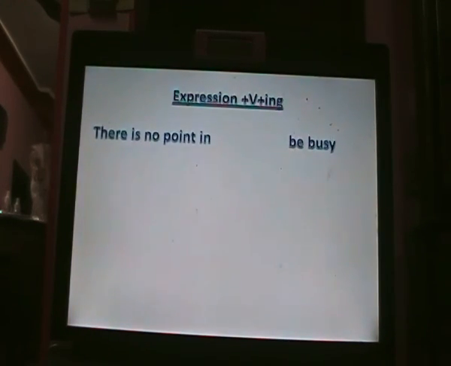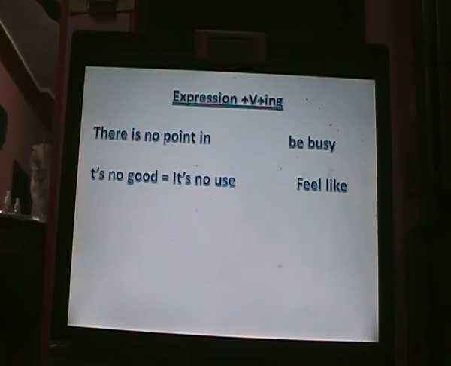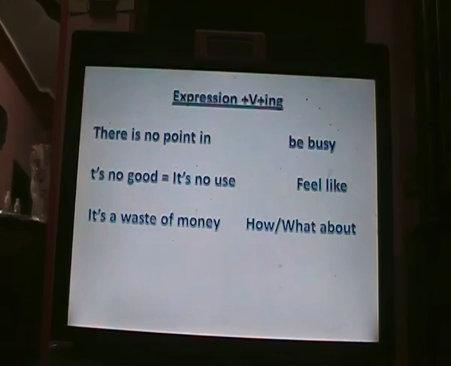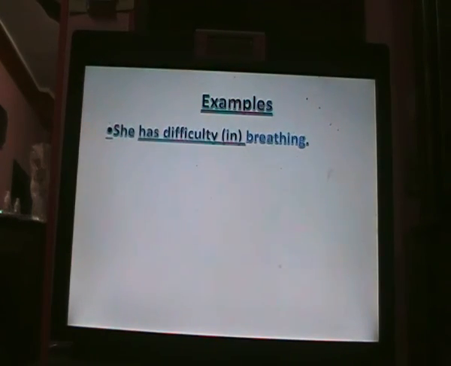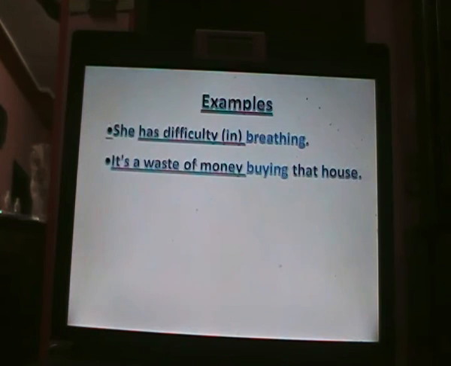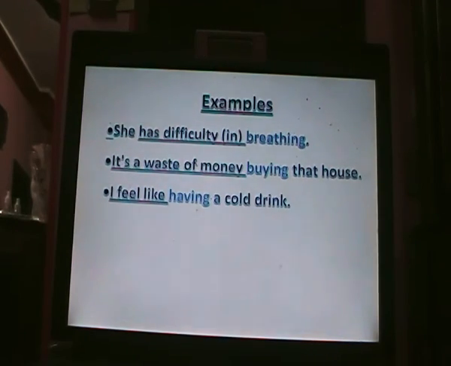Expressions with gerund. في تعبيرات بيجي معاها gerund verb plus ing. There is no point in. Be busy. It's no good. It's no use. يعني مالهاش لازمة ومفيش فايدة. Feel like, it's a waste of time. How or what about. Have difficulty in. Don't mind. There is no point in. She has difficulty in breathing. It's a waste of time buying that house. I feel like having a cold drink.